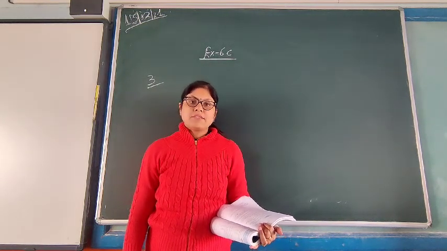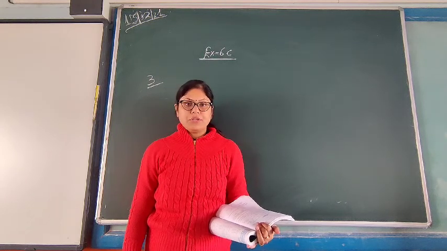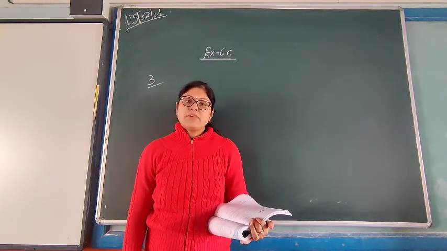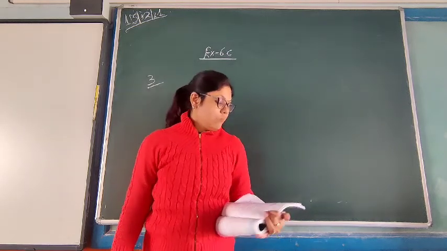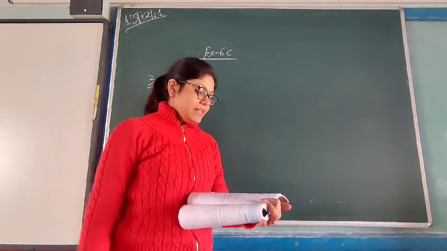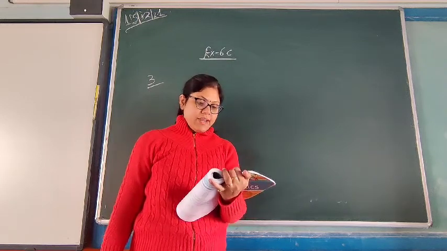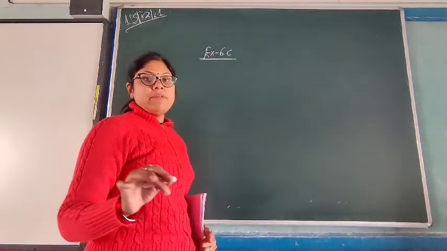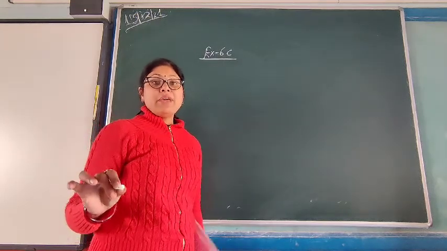Today we will start exercise 6C, third question. Till second we have done, and I hope that you all have completed your homework also. Now come to third question. Find the greatest number that exactly divides 385 and 735. Whenever the greatest number is asked, it means you will take out HCF.